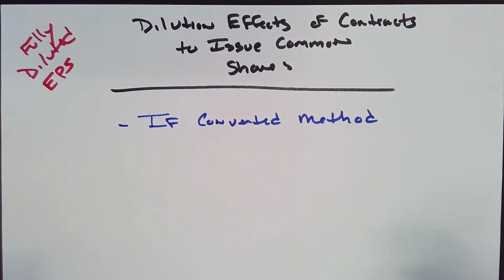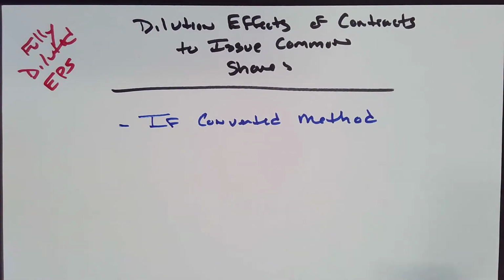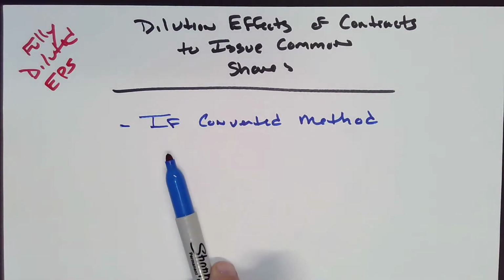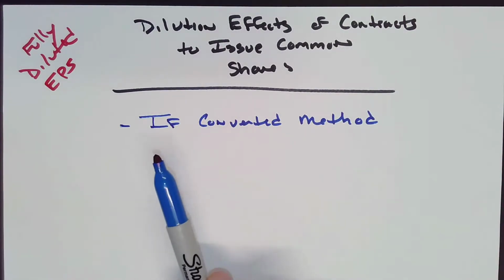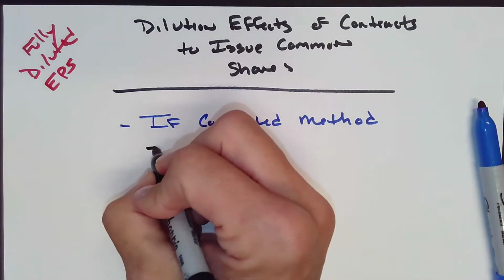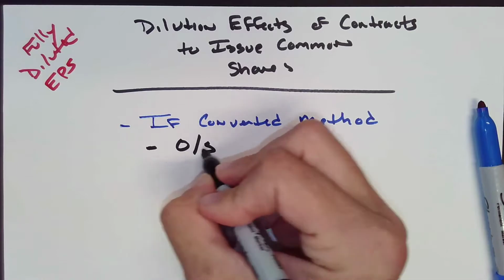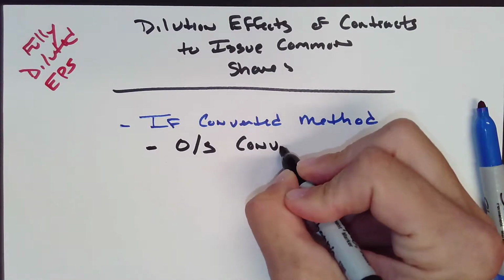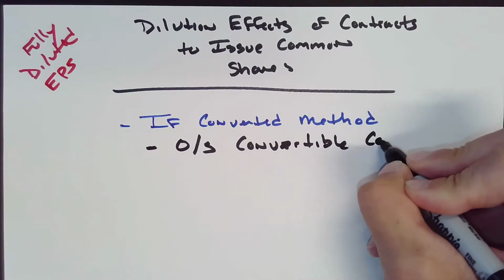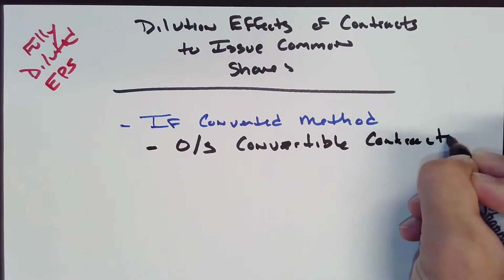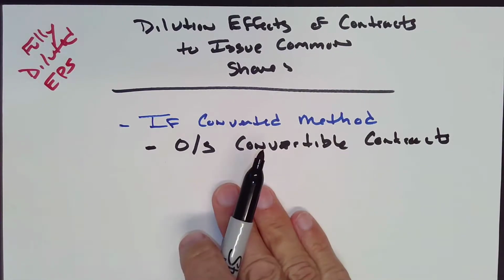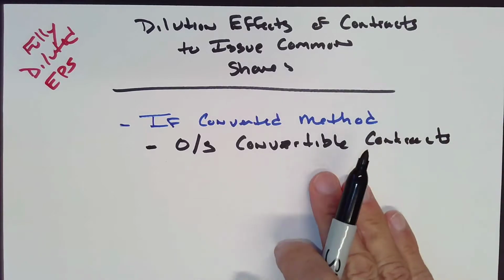I mean, this is pretty easy, right? This assumes that if we have issuable outstanding convertible contracts, right? So if we have outstanding convertible contracts, and those can be convertible debt, convertible preferred, whatever. Those are going to be the two big ones that you're going to see.